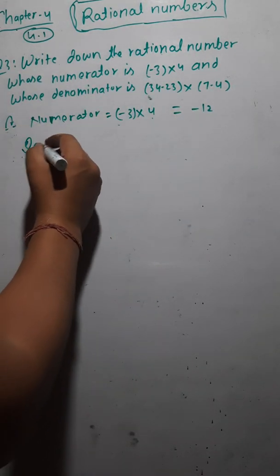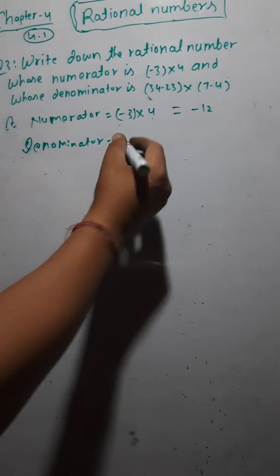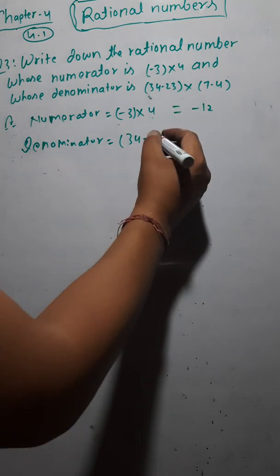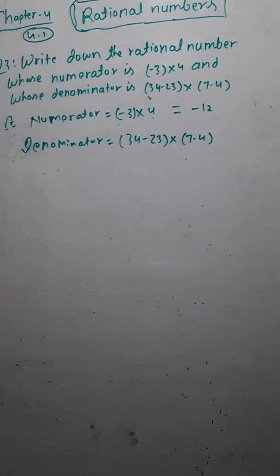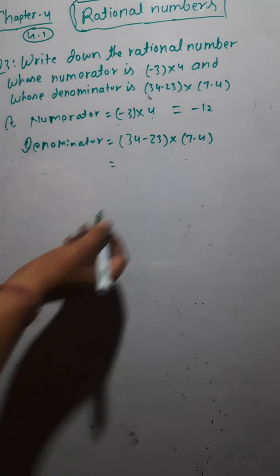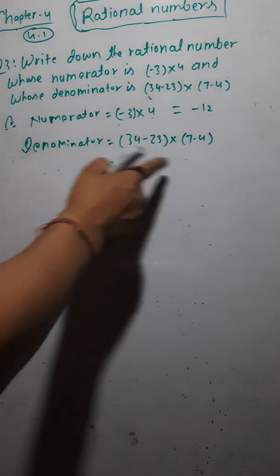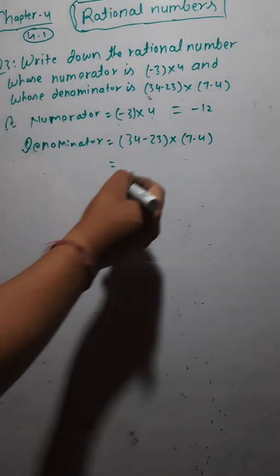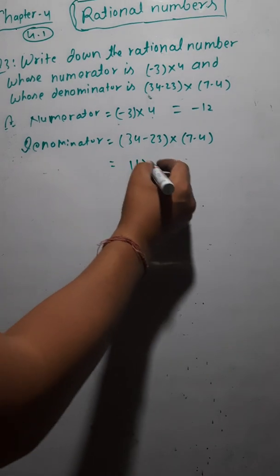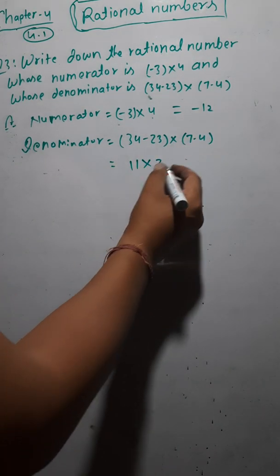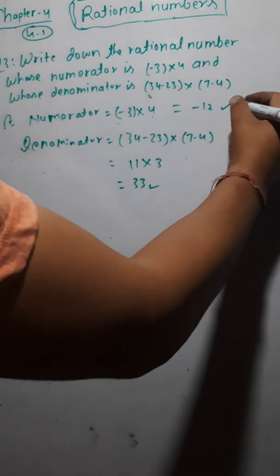And what is the denominator then? Denominator is what? This is 34 minus 23 multiply 7 minus 4. This is the denominator. If you solve this, you are getting how much? First open the bracket now. So 34 minus 23 is how much? Just subtract it. You have to get how much? 11. Yes. Multiply. 7 minus 4 is 3. So you are getting 33. So this is the denominator and this is the numerator.